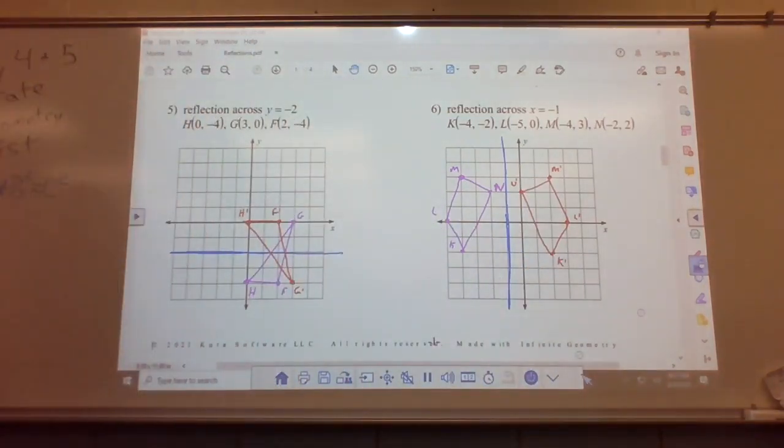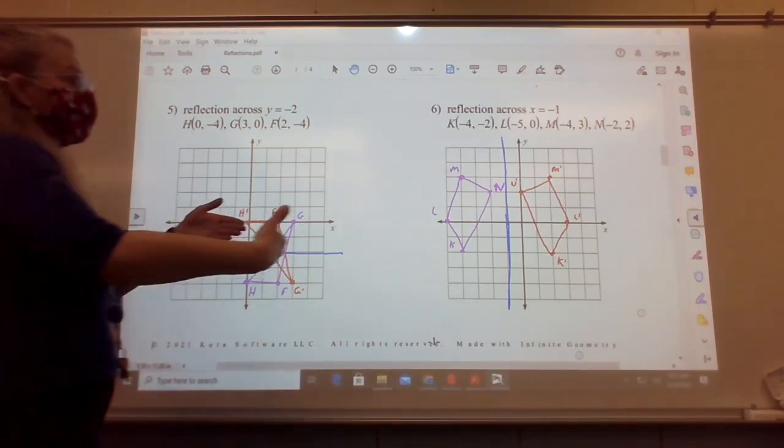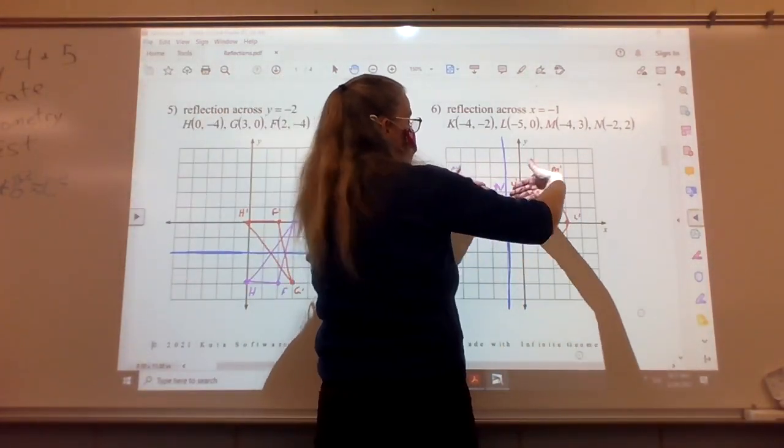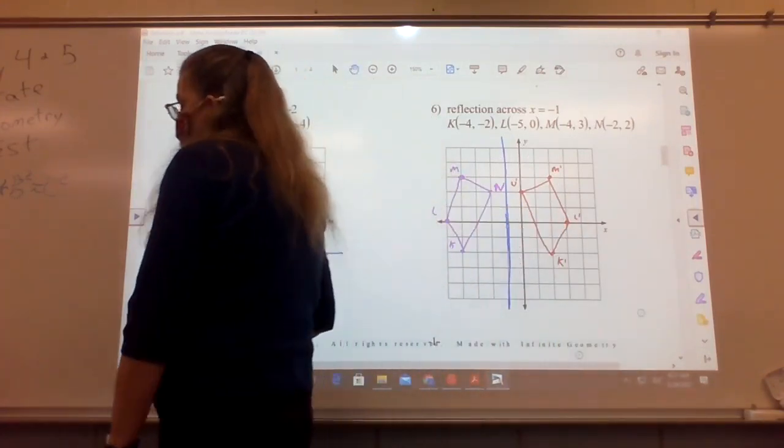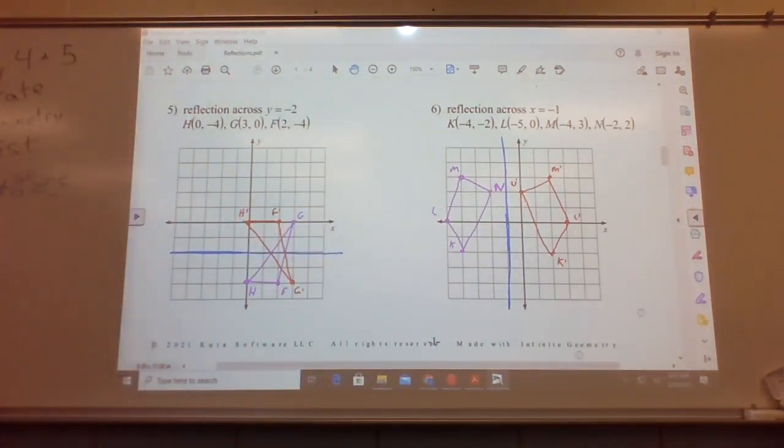And you can visualize if you were to fold the board in half on that blue line, it should match up. Everything should match up with each other if you fold it in on itself. So that was 5 and 6. Like I said, pretty much what we've been doing. The only difference is you had to graph the original. Are we okay, 5, 6?